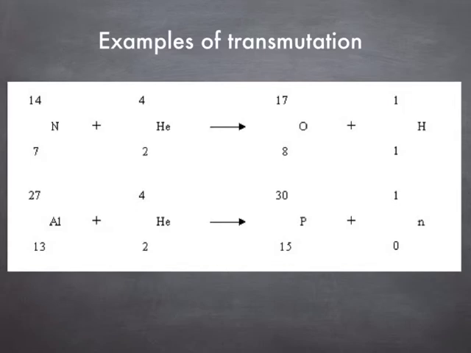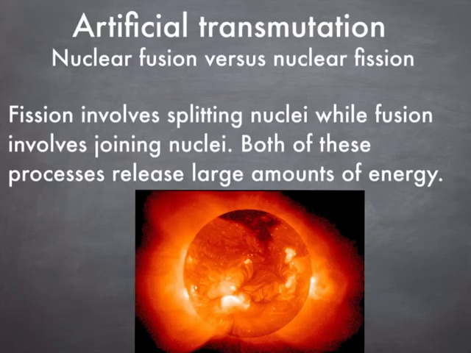So again, note that if I add these two numbers up, they should equal the same as these two numbers added up. 14 plus 4 is 18, 17 plus 1 is 18. 7 plus 2 is 9, 8 plus 1 is 9. I'm not breaking any of the rules, and the same should be true in the next one. Artificial transmutation is when we purposely bombard nuclei with particles.